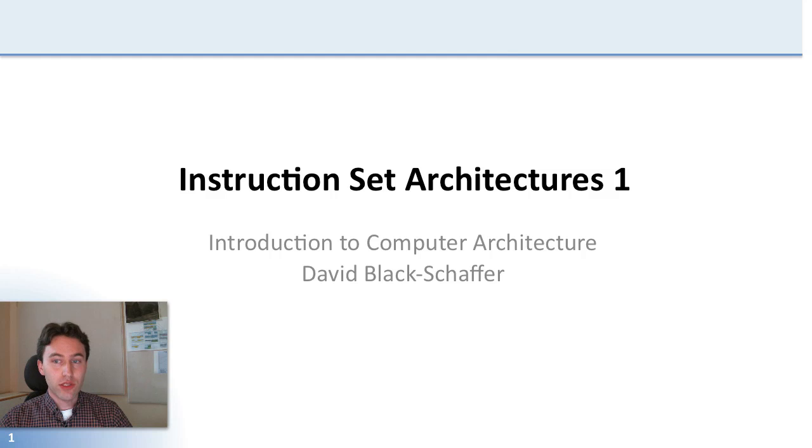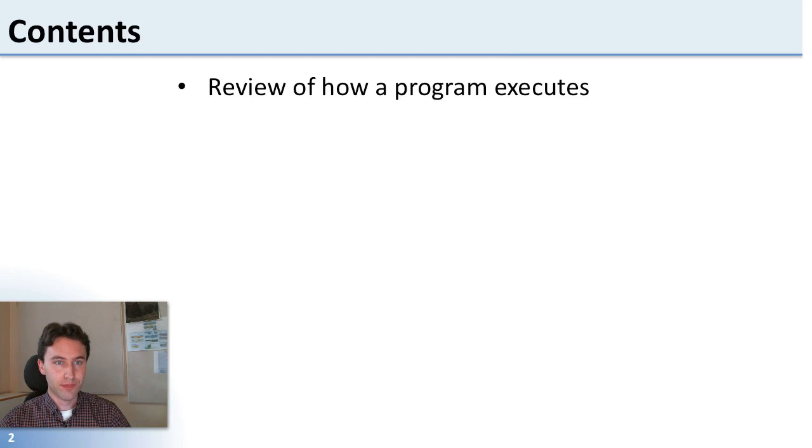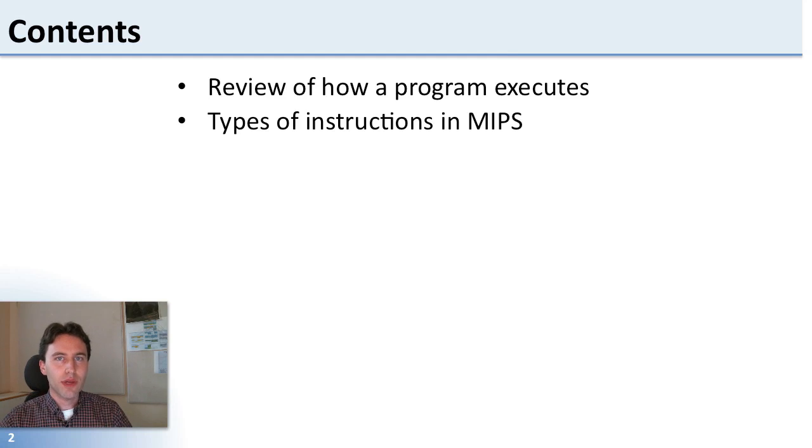Now we're going to talk about instruction set architectures, and this is going to be the first of 2 lectures on it, so we're going to try and cover the basic parts here, and in the next lecture we're going to cover more details. So we're going to start out today with a review of how a program executes from the previous lecture. We're going to talk about the different types of instructions you have in MIPS.